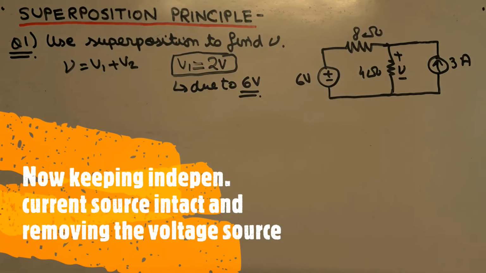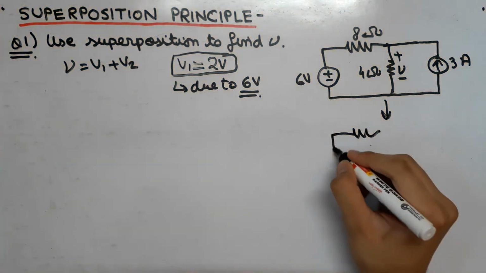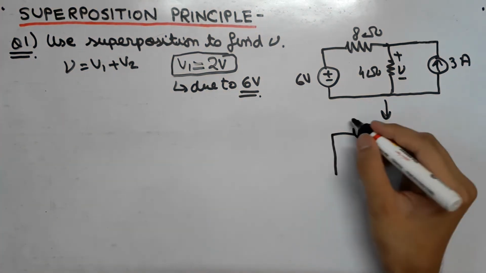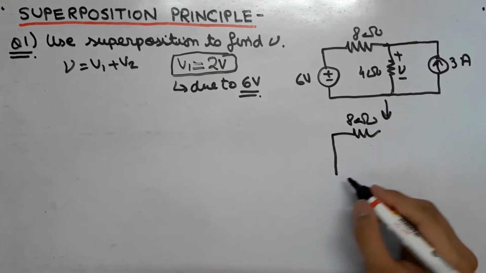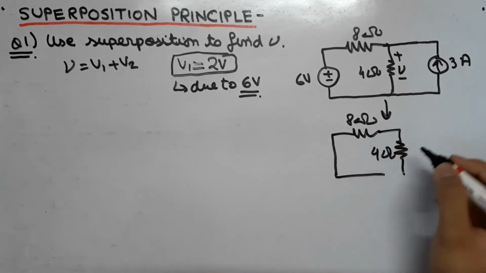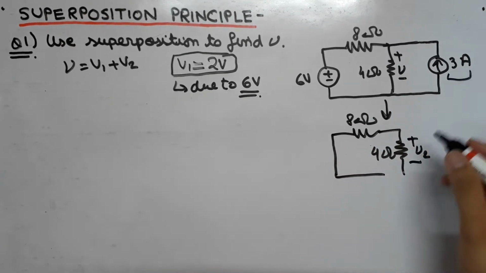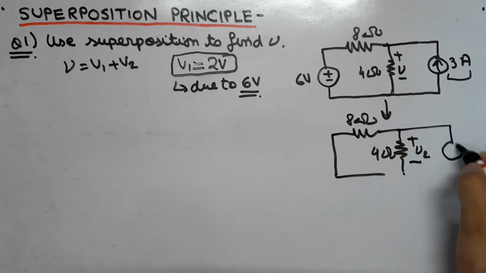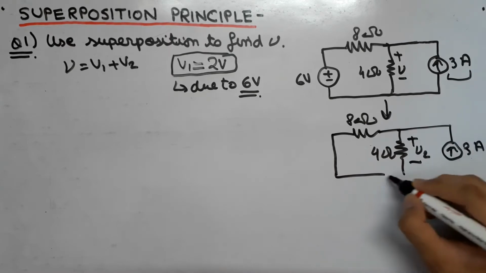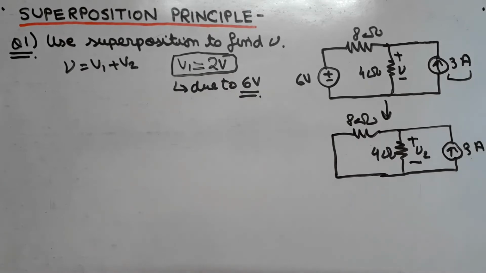So now we are going to draw the second equivalent circuit. That is, we will short circuit this part as we have to take one independent source at a time. And we will take V2 over here, which is the contribution due to the ammeter. And we will keep this intact. Now we will find the value of V2.